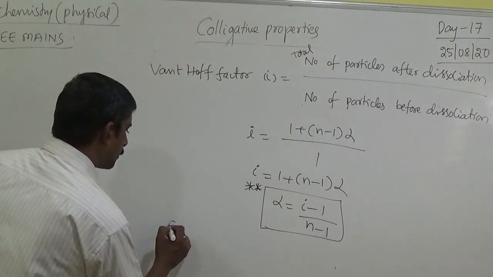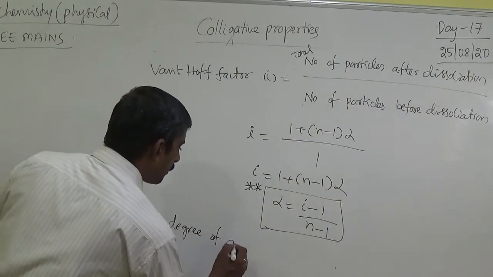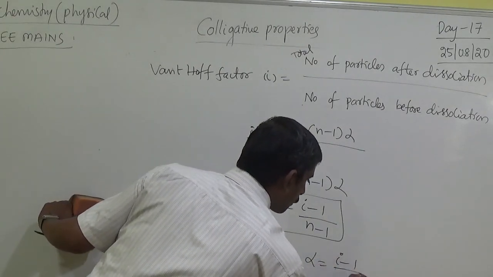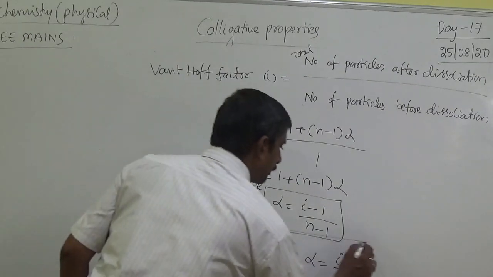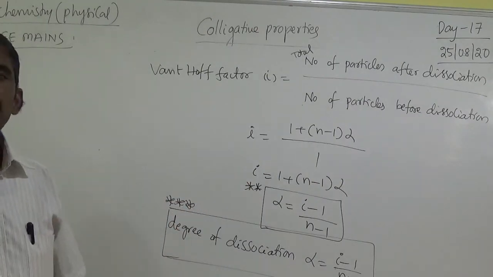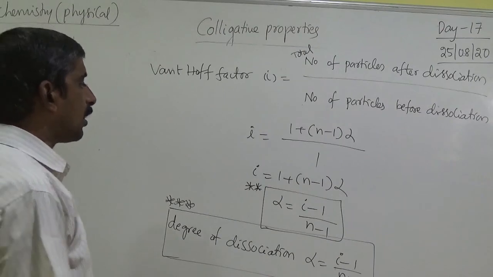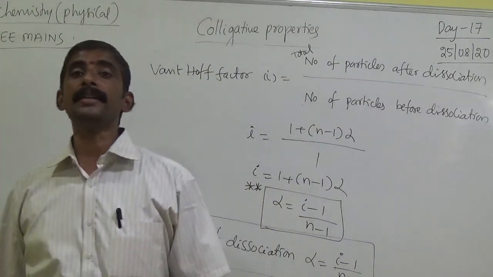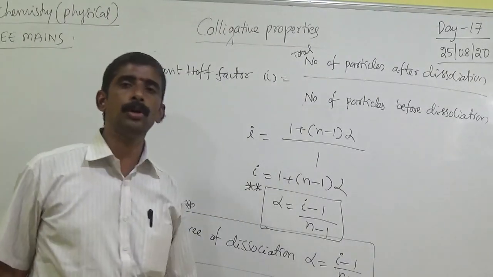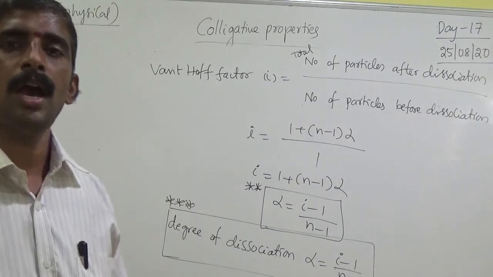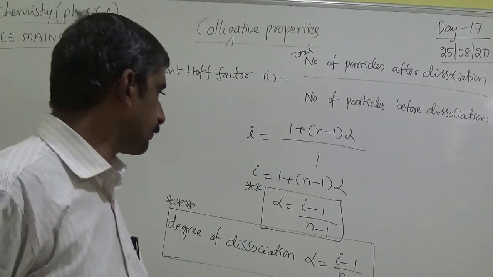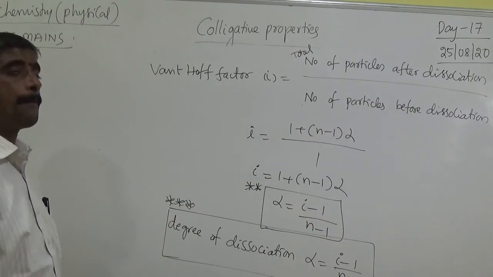Degree of dissociation alpha equals (i minus 1) by (n minus 1). These are very important from the objective point of view. Here alpha means degree of dissociation, i means Van't Hoff factor, and n means the number of particles produced by one molecule of a solute. Write down the point: i equals Van't Hoff factor, n equals number of particles.